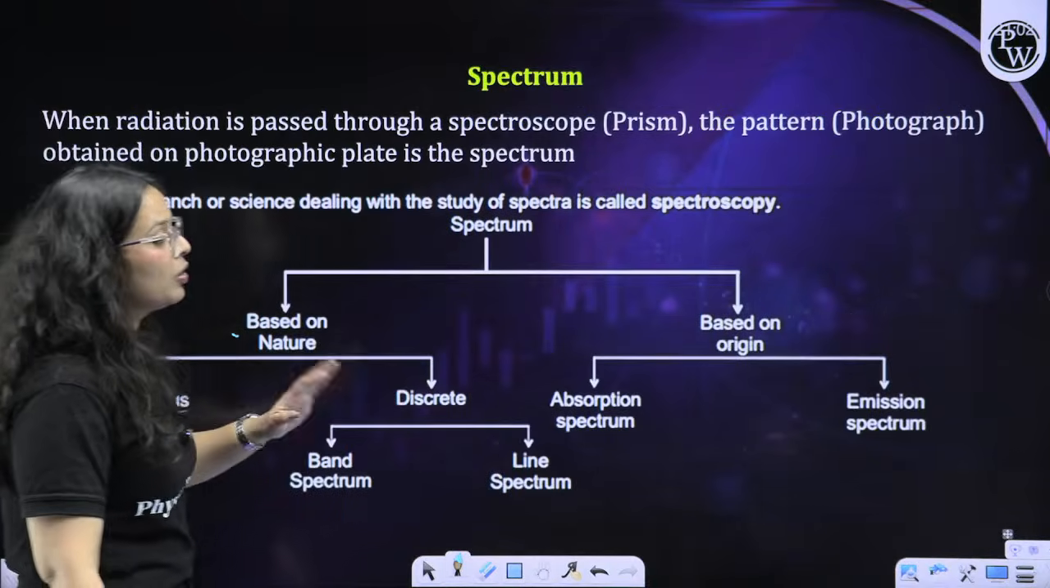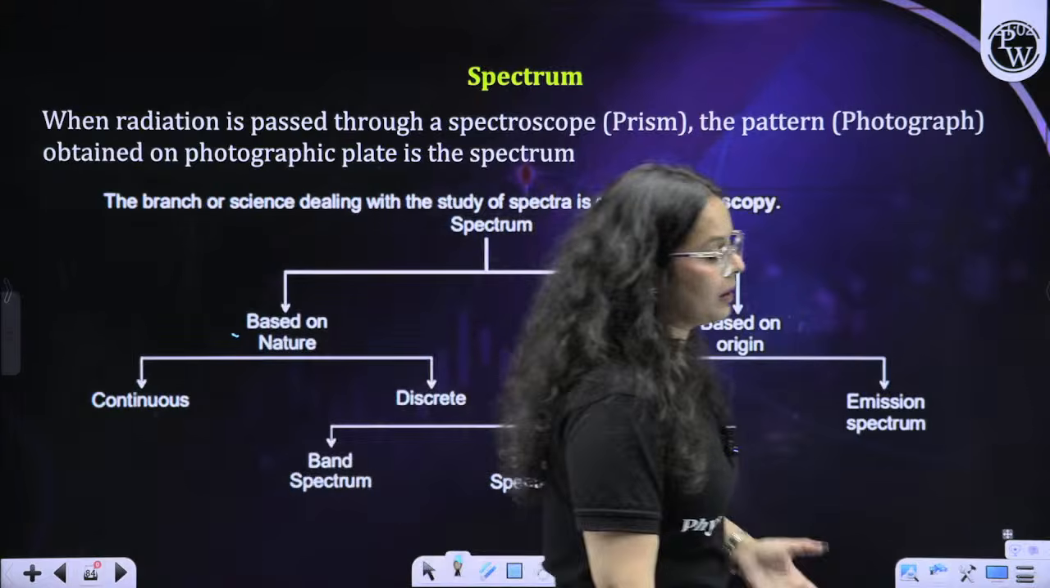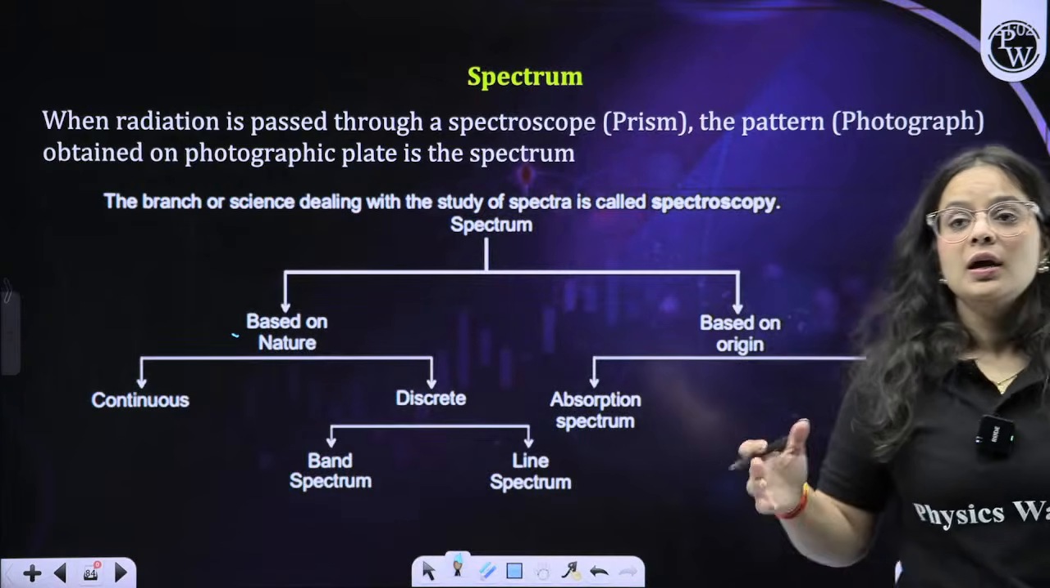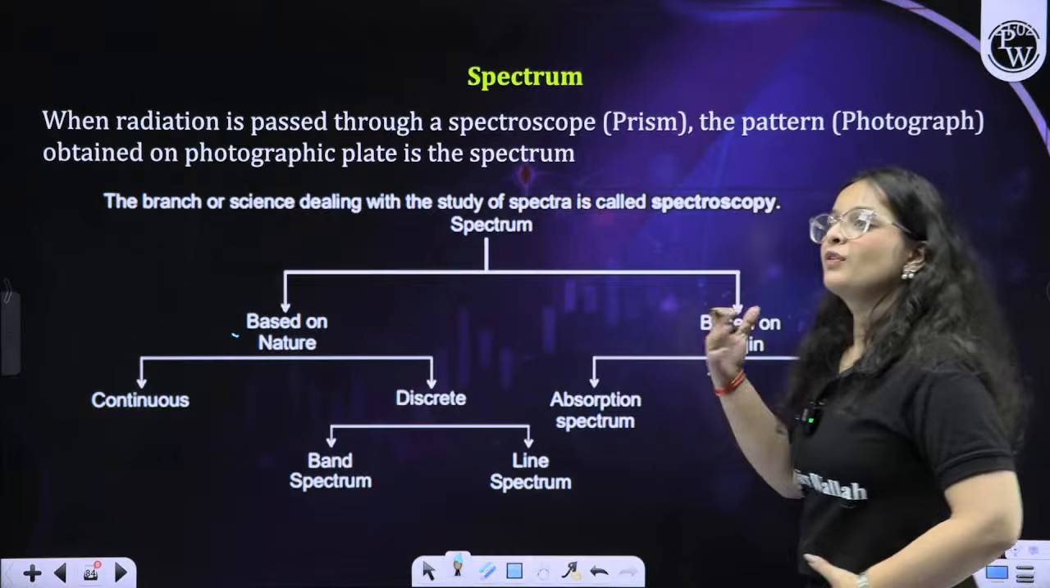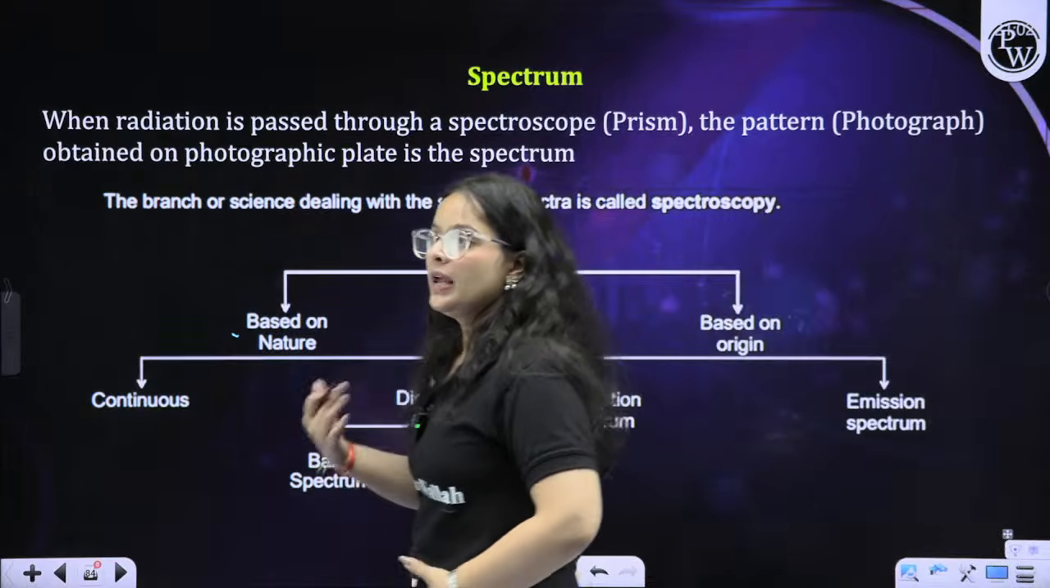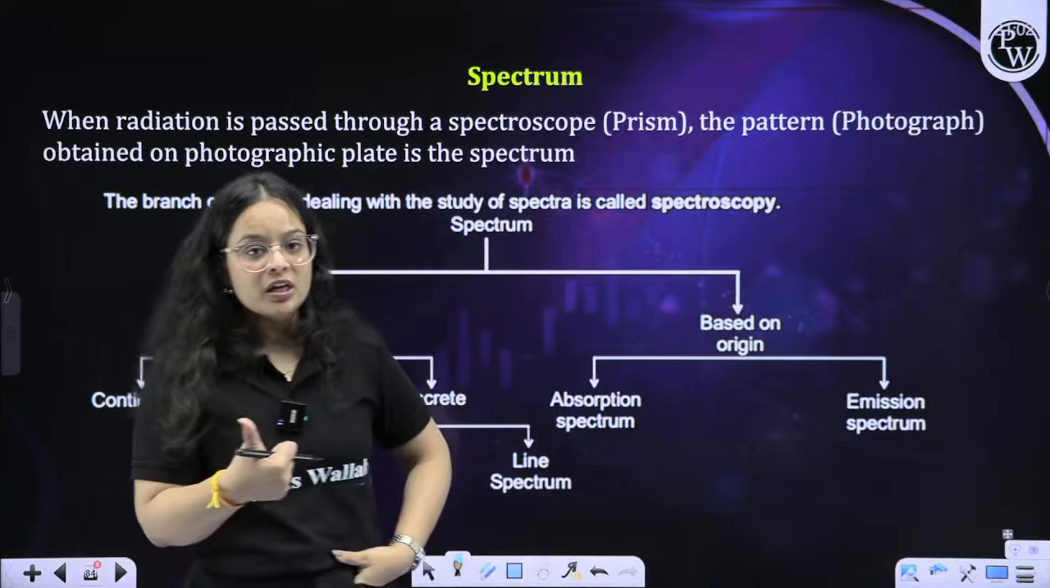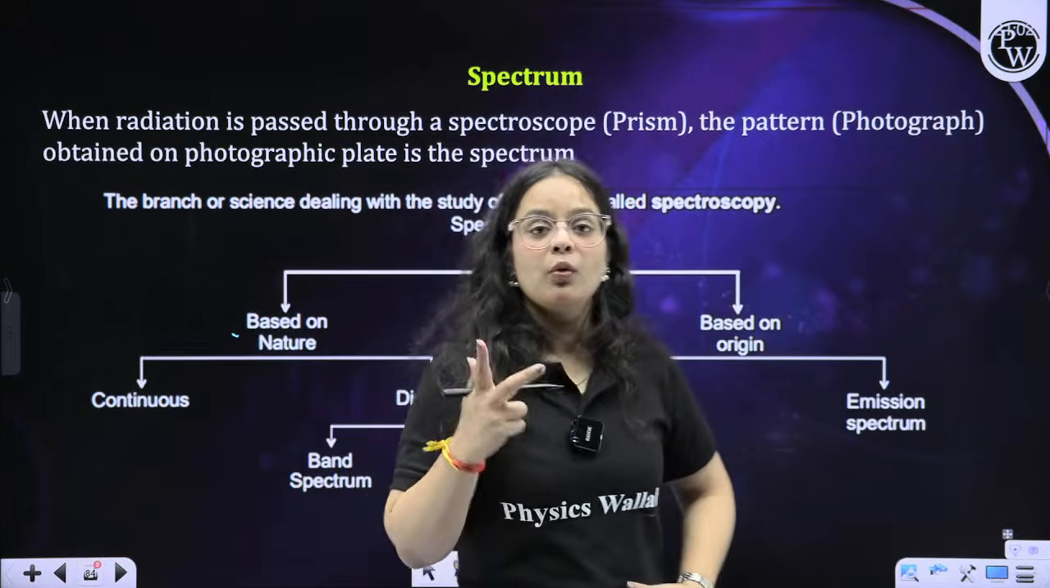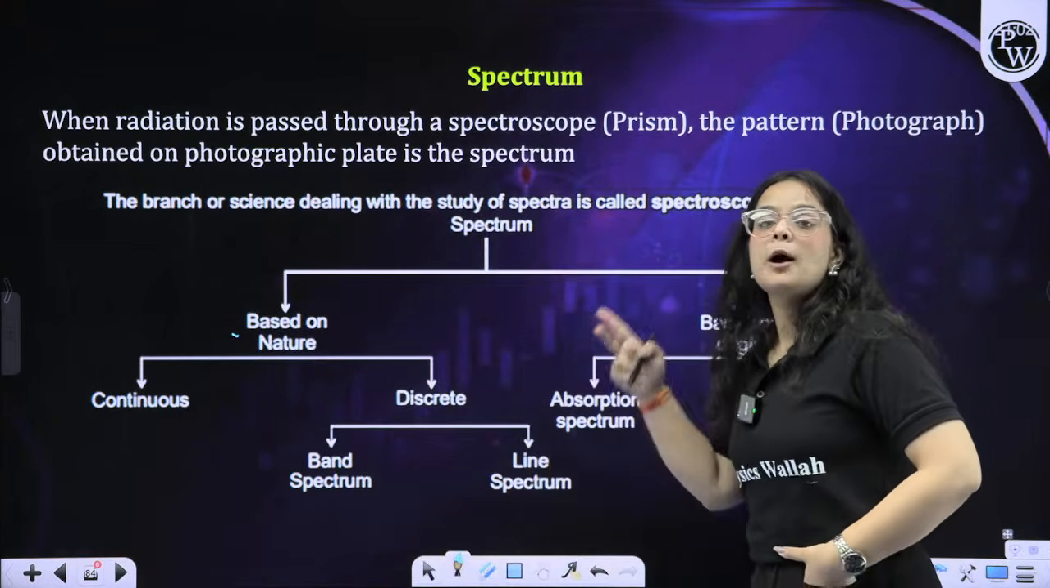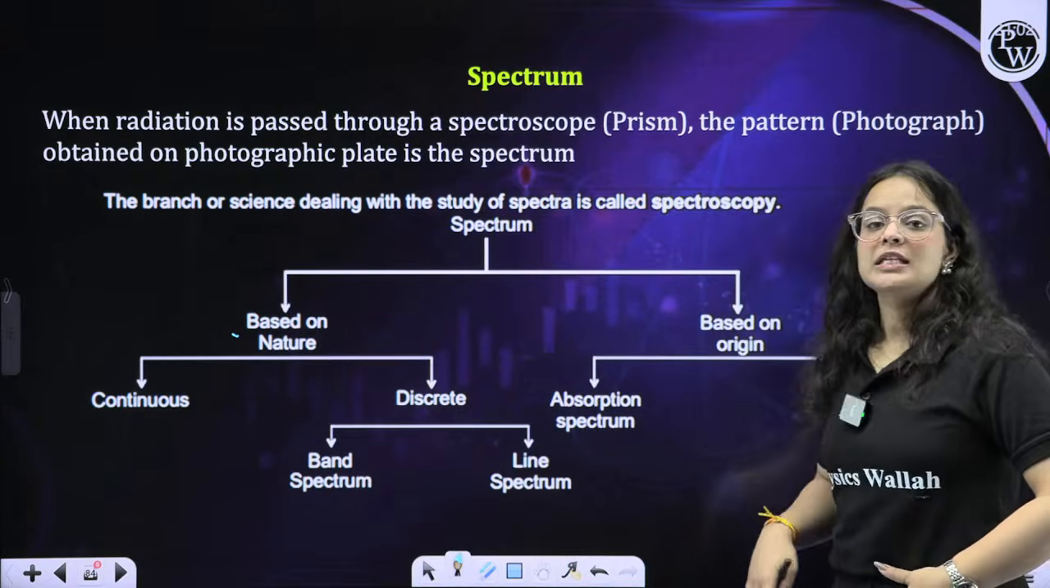Now we get to know about the dual nature of radiations. We can say that radiations carry wave nature as well as particle nature. We have proved this with black body radiation and the photoelectric effect. They both consider light as a particle. Now another concept is the spectrum.